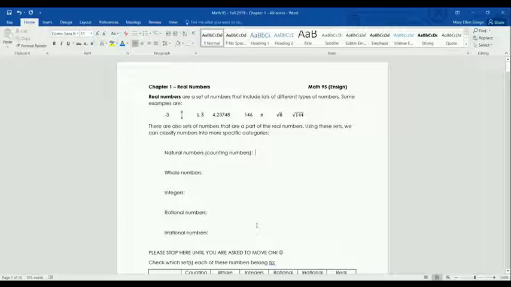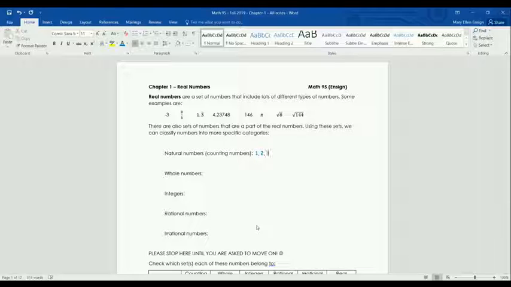So the first one is called natural numbers or counting numbers. And I always say you can think of this as what numbers you would use if you were teaching a little kid to count. If you're going to count their blocks with them, you're not going to start with 0 or -3 or 2.7. You're going to start with 1. So natural numbers are like 1, 2, 3, and so on.